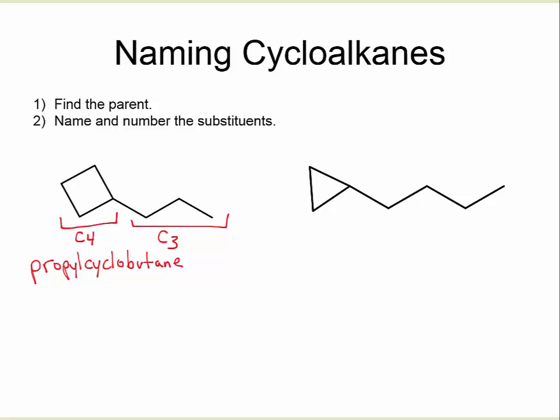It is not necessary to include a number in the name because we number the ring so that the substituent has the lowest possible number. When there's only one substituent, it has to occur at position 1.